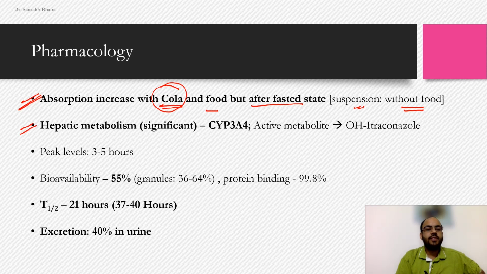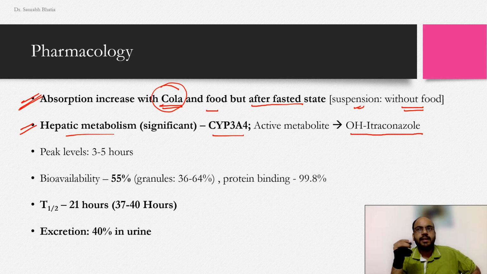Itraconazole undergoes significant hepatic metabolism in the liver via the enzyme CYP3A4. After the metabolism, it gets converted into hydroxyitraconazole, and hydroxyitraconazole also has antifungal action. So itraconazole and hydroxyitraconazole both have antifungal action. That is why it is known as an active metabolite. The metabolite also has the same action as the parent drug.